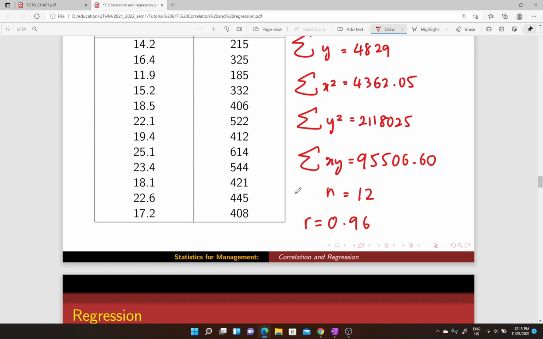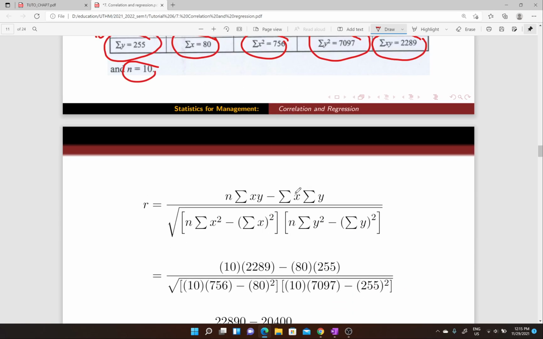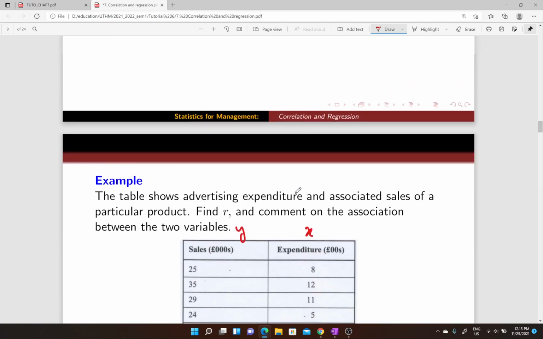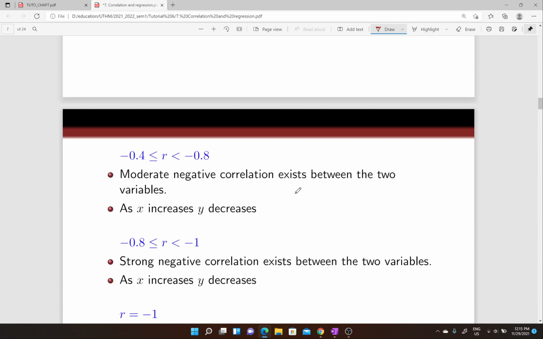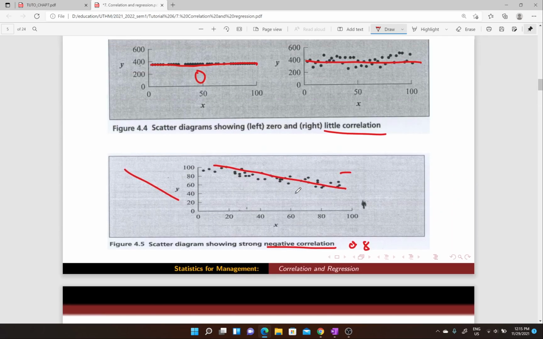Now, as I told you before, when we plot a scatter diagram, we notice that it might fall in a straight line.